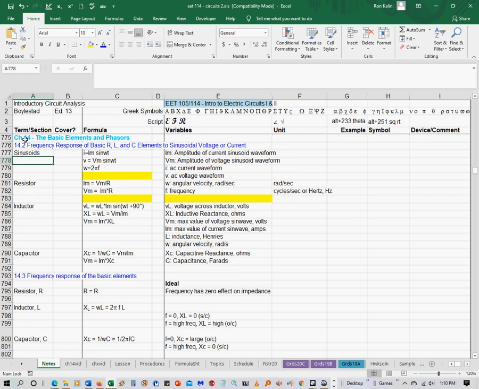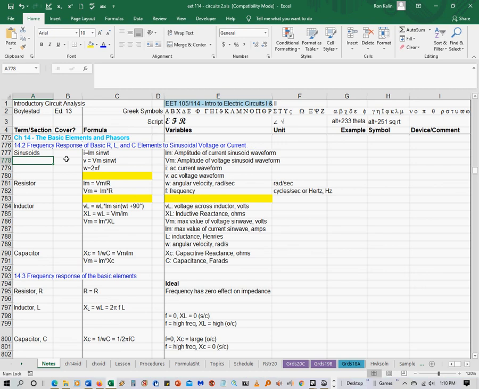Chapter 14, the basic elements and phasors. We're going to talk about the frequency response of basic R, L, and C elements. That's a resistor, an inductor, and a capacitor to sinusoidal voltage or current.